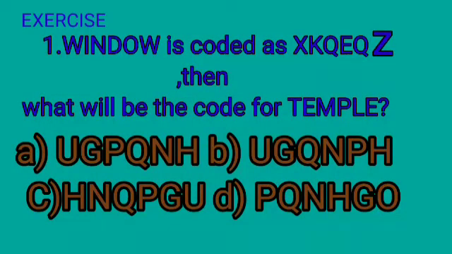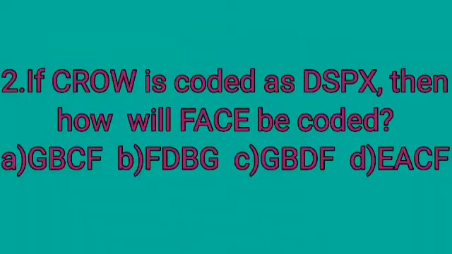Okay children, like this model I give some exercise. You do the sums in your home. Listen, first one. Window, W-I-N-D-O-W. Window is coded as XKQEQZ. Then what will be the code for TEMPLE, temple? Second one. If crow is coded as DSPX, then how will face be coded?